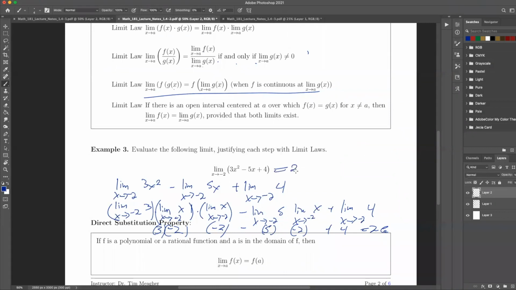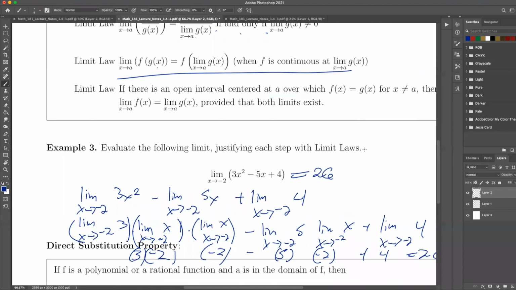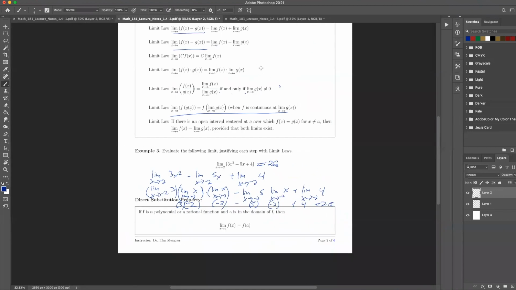Now what laws did we use? Well, we used this law right here. We used this law right here. We used this law right here, and we used this law right here. And so we used most of the laws. Now the nice thing, if it's a polynomial or a rational function where a is in the domain of f, you can just say the limit as x approaches a works for all polynomials and rational functions. So we did it once, we don't have to really do it again.